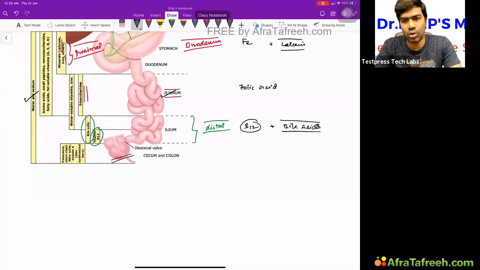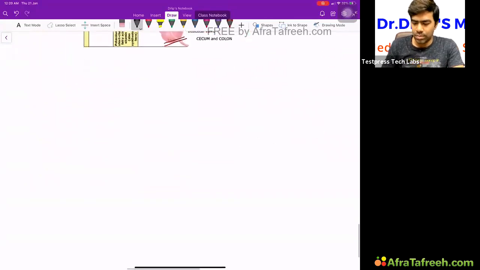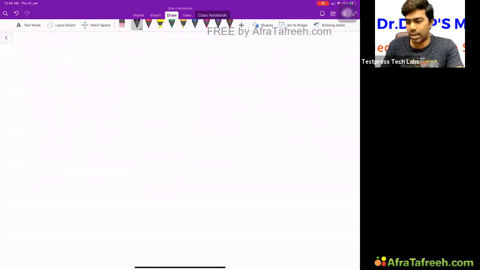Apart from that, if you want to go through the diagram, you can go through it later also. But whatever I mentioned here are the most important, regularly asked in exam. Based on that, you can tell what the pathophysiology is going to be. So when it comes to malabsorption, there are a variety of classifications, but I found one classification to be very good.